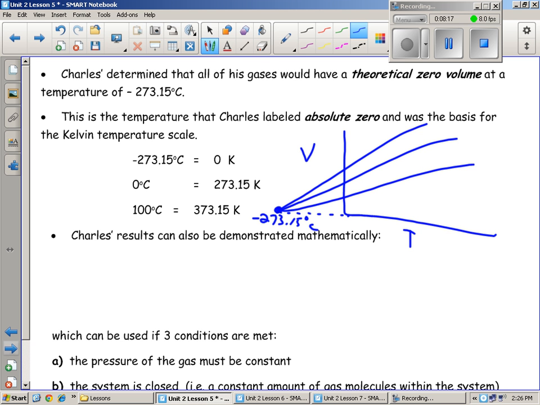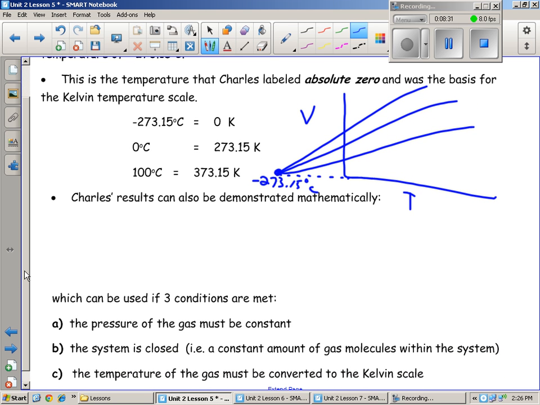That's where, theoretically, if you cool the gas down to negative 273.15 degrees Celsius, every gas would have no volume to it, okay? No volume. The volume would be zero, theoretically speaking. Okay. Now, that's kind of impossible, but theoretically speaking, that's what would happen. Have no volume. So that was used in part of our formulas here.